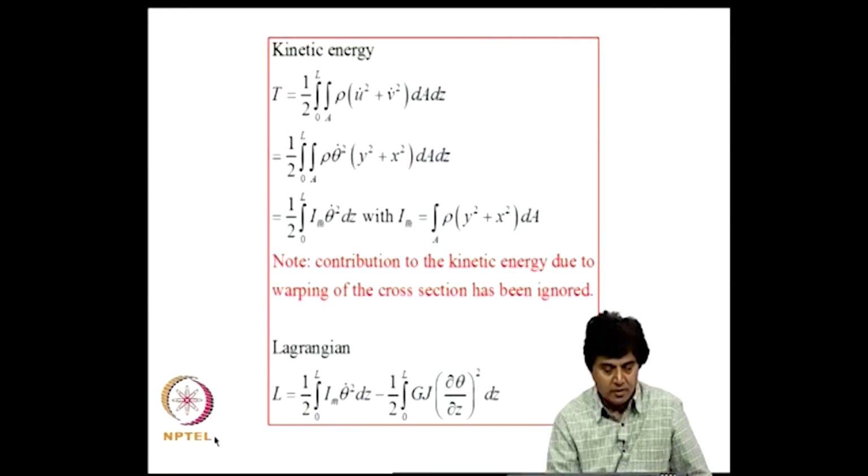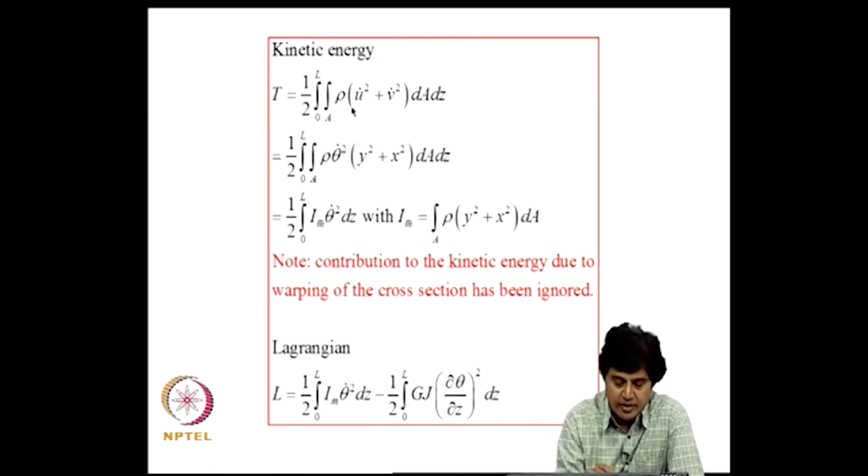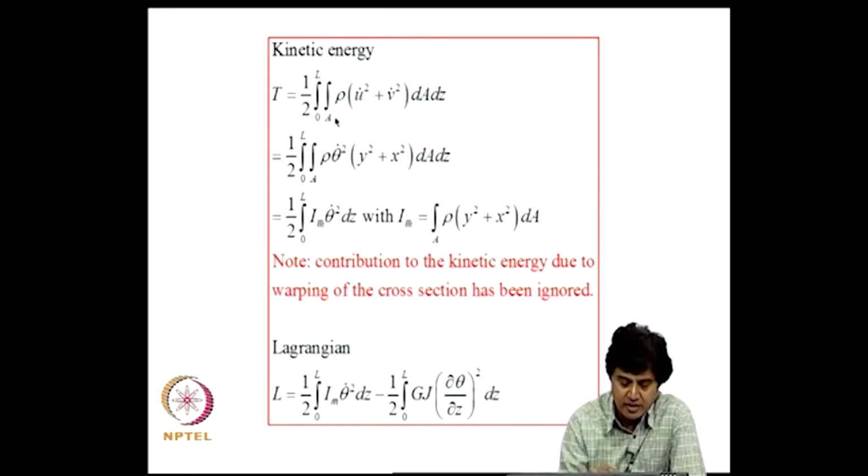Now, how about kinetic energy? For kinetic energy, we actually neglect the contribution due to warping. Under that assumption, the kinetic energy is given in terms of the velocities associated with u and v, and I get the same expression as we got for the circular rod, except that this I m bar is now to be integrated over the actual cross section, which is not necessarily circular. Again, let us note that the contribution to kinetic energy due to warping of the cross section has been ignored.